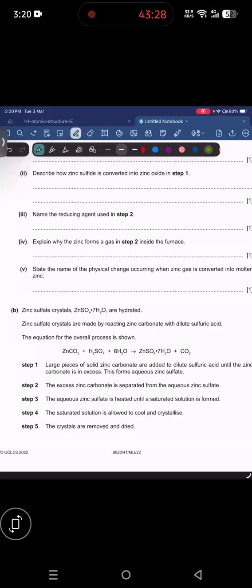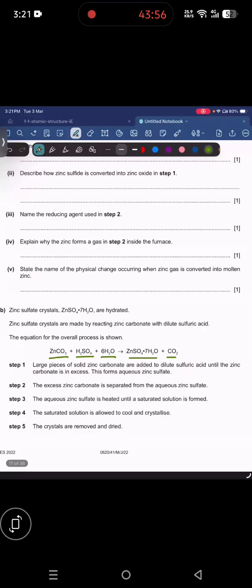Now, the zinc sulfate crystals are made by reacting zinc carbonate and dilute sulfuric acid. Zinc carbonate is solid here, dilute sulfuric acid, and the water is for the dilution. You will have zinc sulfate as crystals and carbon dioxide gas is produced here. Large pieces of solid zinc carbonate are added to the dilute sulfuric acid until the zinc carbonate is in excess. This forms an aqueous solution of zinc sulfate.